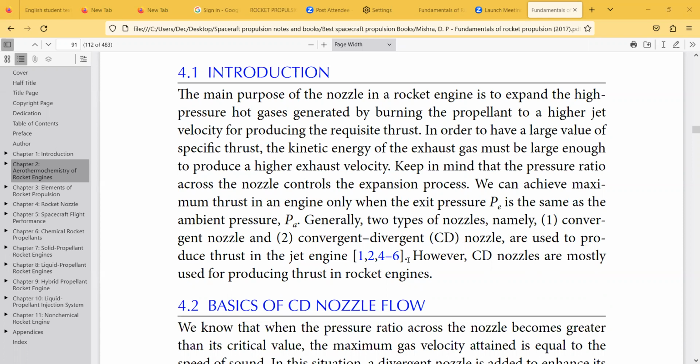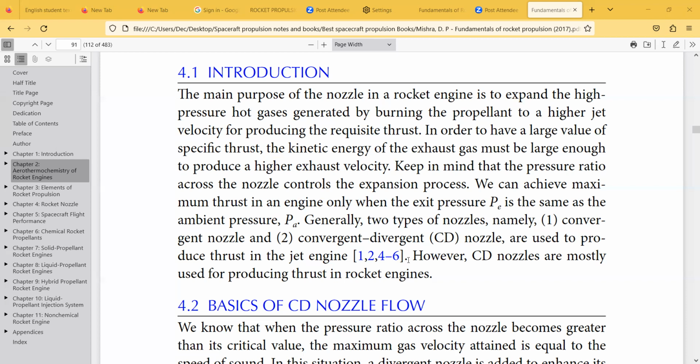Okay, in order to have large value of specific thrust, the kinetic energy of exhaust gas must be large enough to produce higher exhaust velocity. So higher exhaust velocity is one of the goals. So for that, the pressure ratio across the nozzle controls the expansion process.